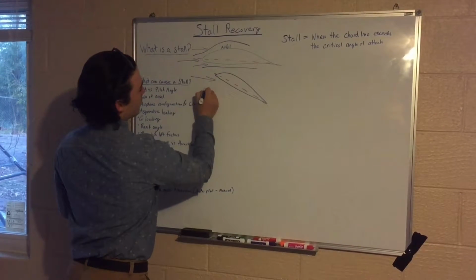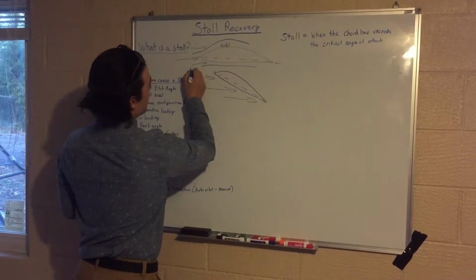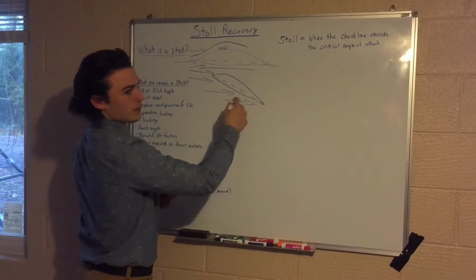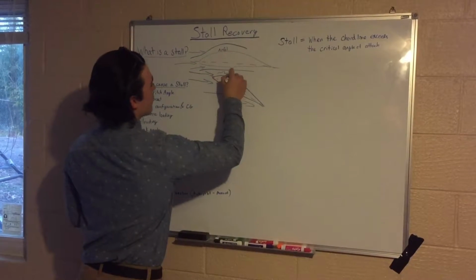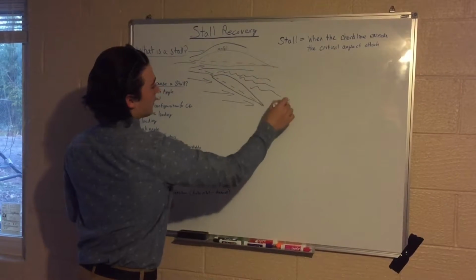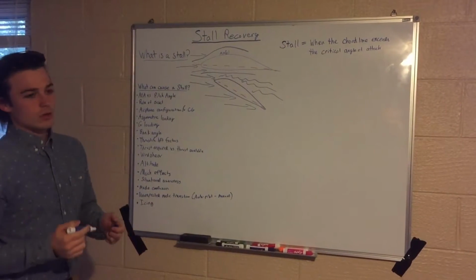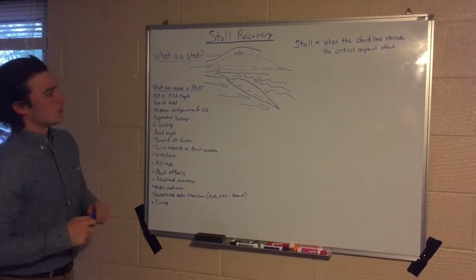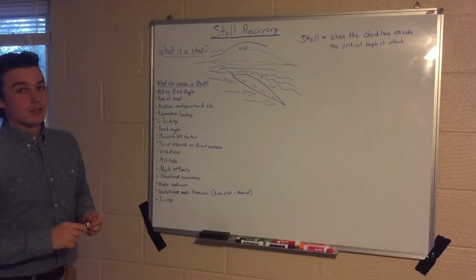So again, here comes a relative wind, and as it's hitting the top, it can no longer produce lift because it's exceeded that angle. So the relative wind is disrupted and it can no longer produce lift. So that is an example of one thing that could cause a stall.